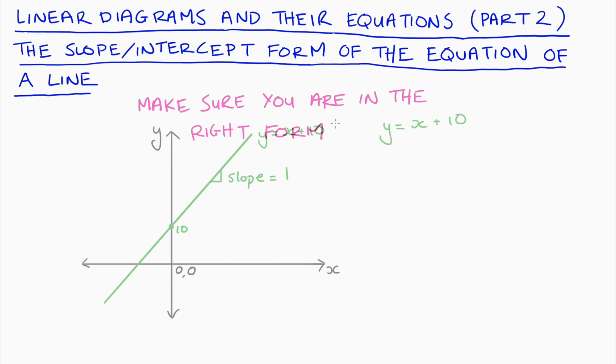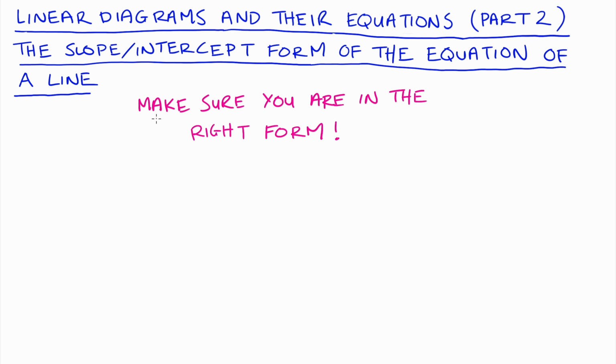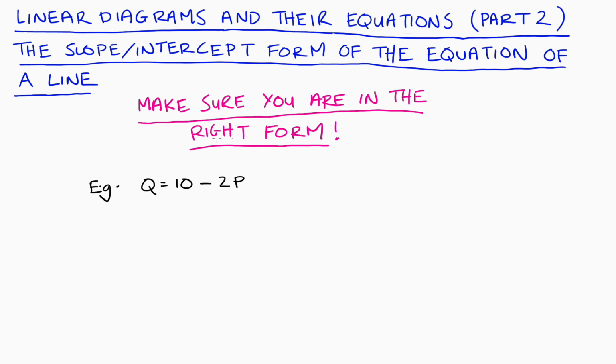Now, I will say though, when we're presented with an equation, before we make any conclusions based on this form, we do have to check whether we are actually in the right form, because our equation might not always be in the right form, but it might look like it is. For instance, let's consider a demand equation Q is equal to 10 minus 2p. So here, instead of our variables x and y, we have price and quantity.